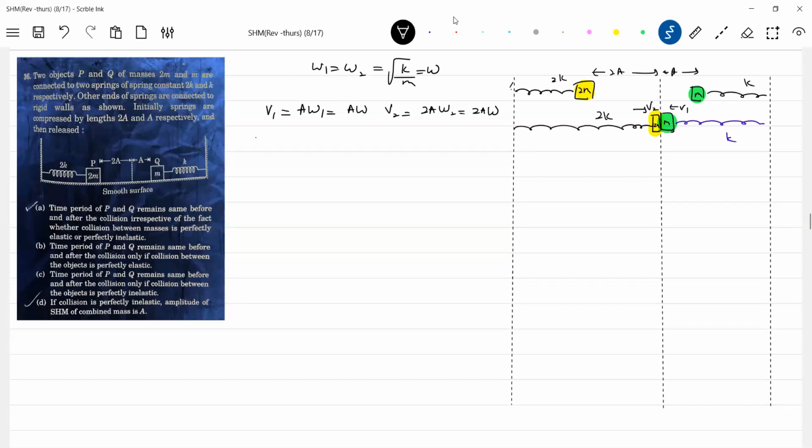Elastic collision takes place. So 2m v2 minus m v1. First, we'll go for elastic collision. 2m v3 minus m v4. He is asking only the time period now, sir. No need of velocities. The time period of P and Q remains same before. Elastic collision, okay. Let me just bring V3 and V4, then I'll get into the problem.